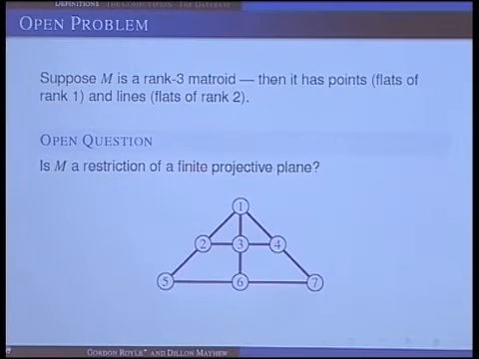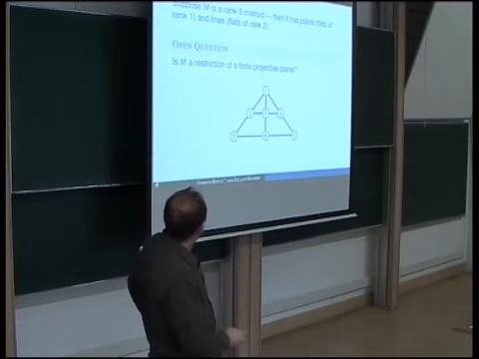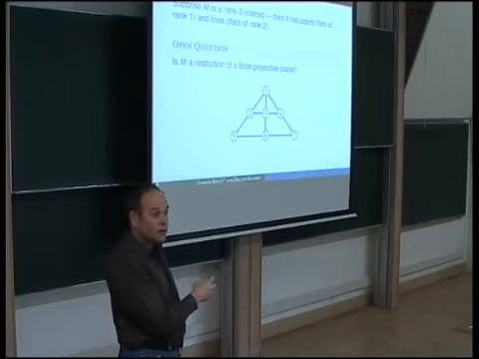Gordon, is that really an open question? Can't you take the Fano plane and the non-Fano matroid and glue them on a line in the same plane to get a non-representable rank 3 matroid? Well, I'm not saying a finite projective plane, I'm not saying a finite Desarguesian projective plane.